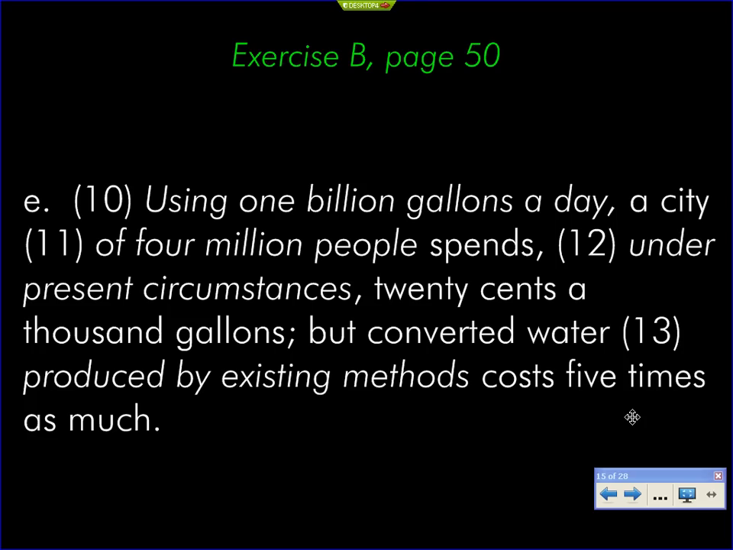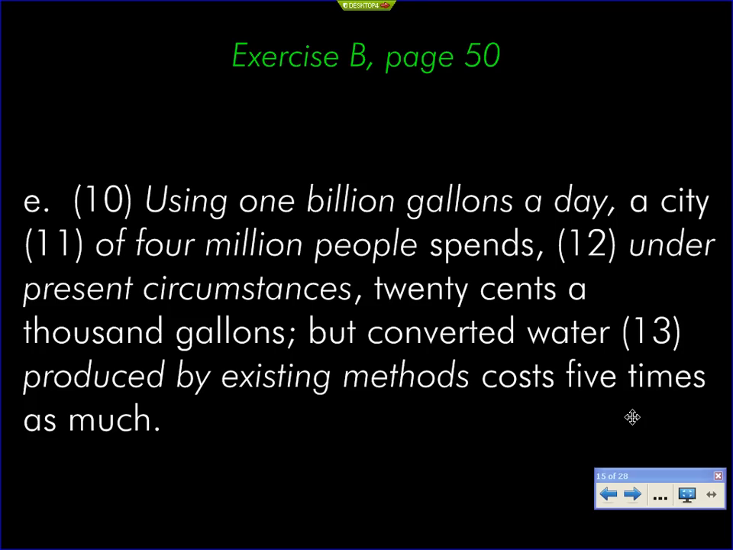Cool. A city of 4 million people spends, let's see, Michael, 4 million people. Prepositional phrase. Modifying? Correct. Therefore, acting as adjective or adverb? Adjective. Very good. Ron, under present circumstances. It's a prepositional phrase, modifying? City, right?